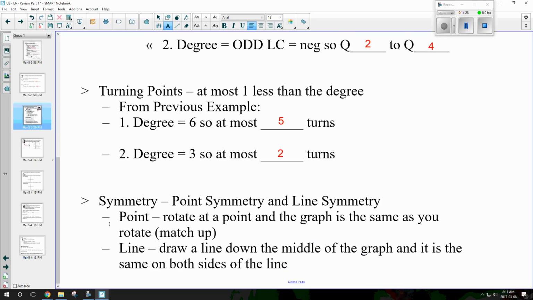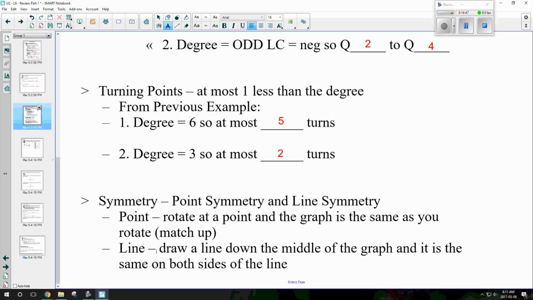The last thing that you should be able to identify, and this is just from the graphs, is whether the graph has a point symmetry or a line symmetry. Remember, point symmetry is when you can choose a point on your graph and you can rotate the graph at that point, and as you rotate it around, if they match up, then it has point symmetry.